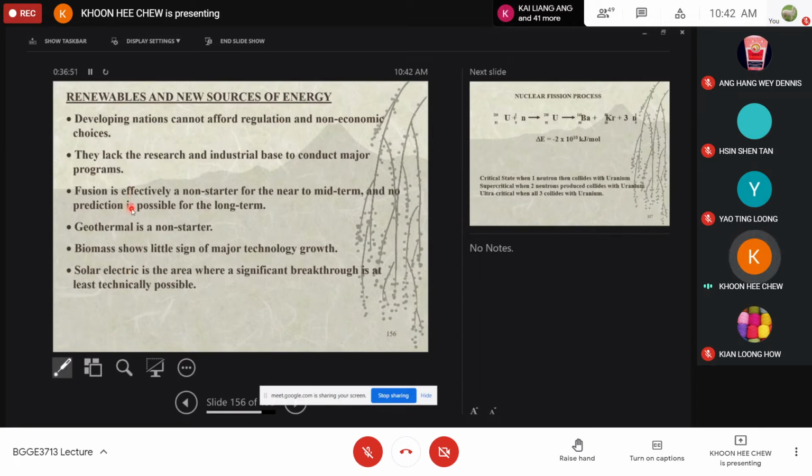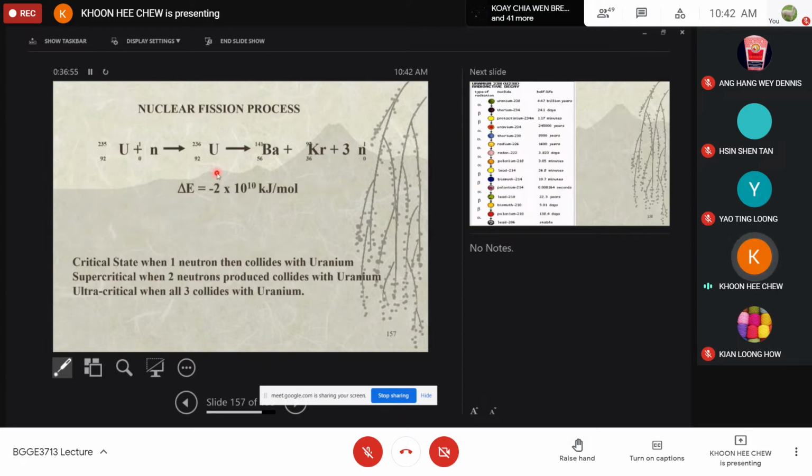Next, let's look into nuclear fission. This one is fusion. The one we are looking at is fission. Yeah, so in the nuclear process that we are using, uranium 235 is hit by a neutron, and then it will generate uranium 236. Then at the same time, it will form barium and krypton plus 2 neutrons. And this process is exothermic. It will release a high amount of energy.